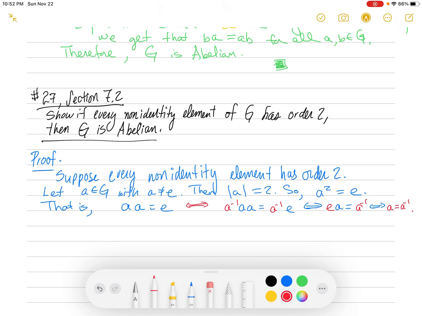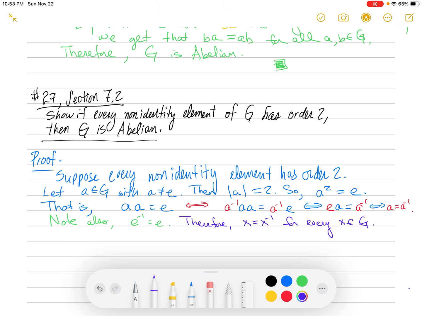So what we've shown is every non-identity element is its own inverse, right? A equals A inverse. But we also know the identity is its own inverse as well. So note also the identity's inverse is the identity. So therefore, every element is its own inverse in this group. Therefore, X equals X inverse for every X in this group. It means every element is its own inverse, so the identity is, and every other element is.